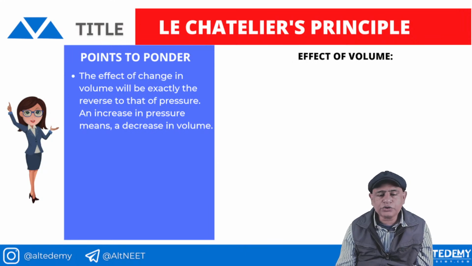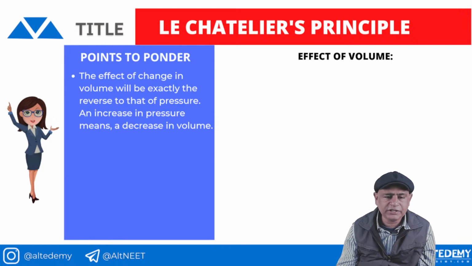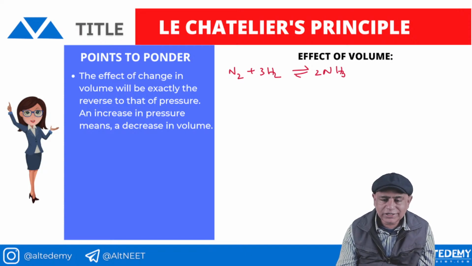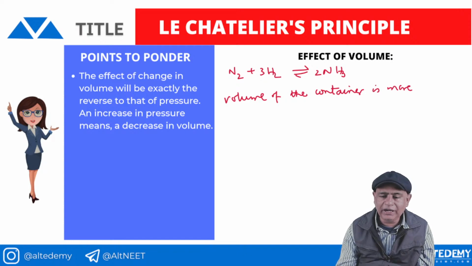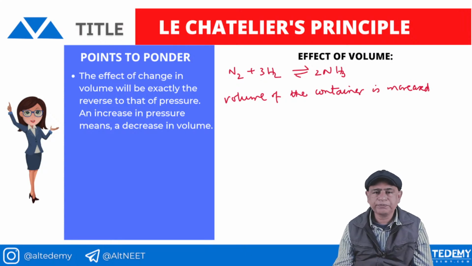Okay, let us talk about the effect of change in volume. Though it is very sketchy to understand, you can easily understand it this way. Suppose we have taken the same reaction, N2 plus 3H2 giving 2NH3, and suppose in this particular reaction, the volume of the container is increased. How do you have to handle such a situation? Just try to understand.